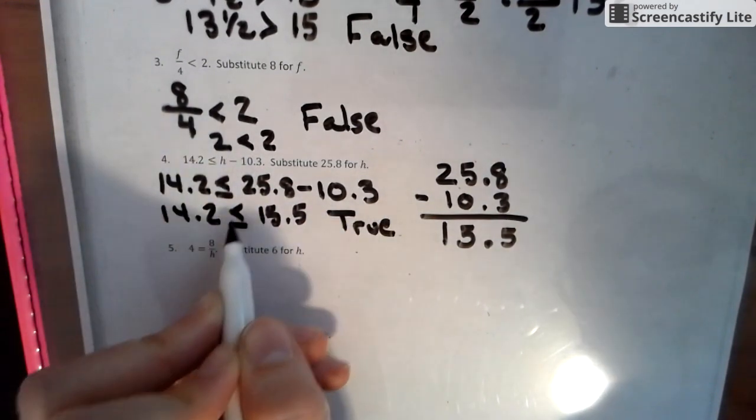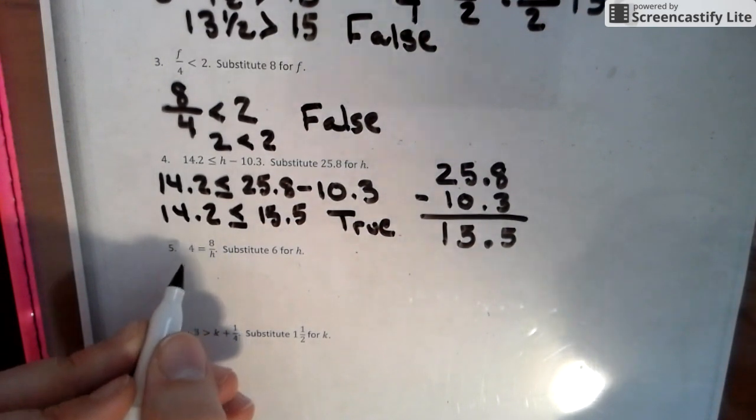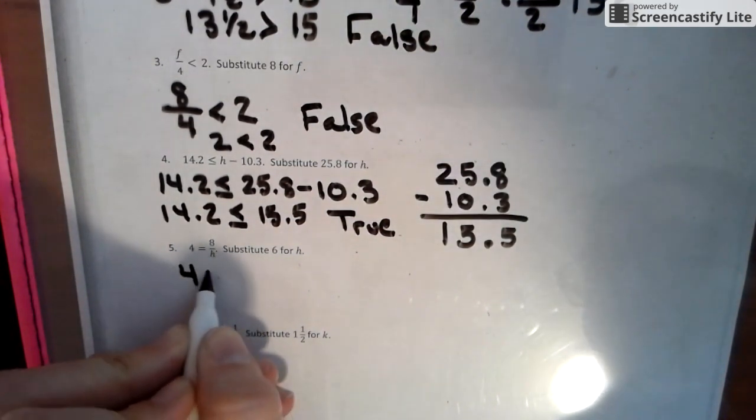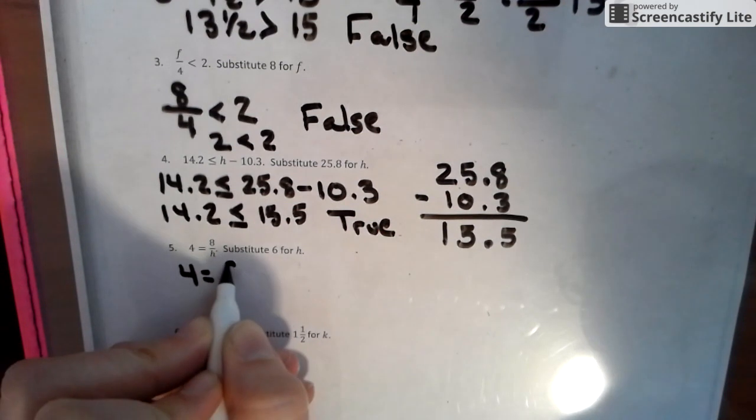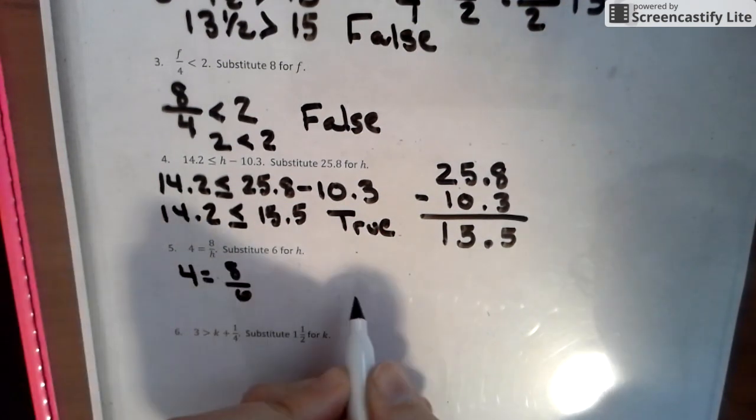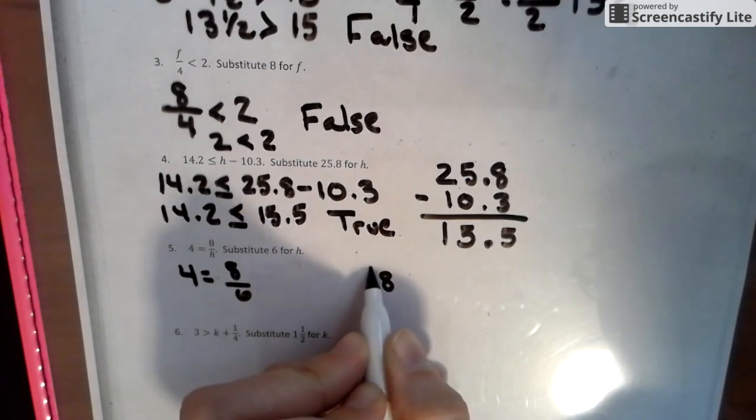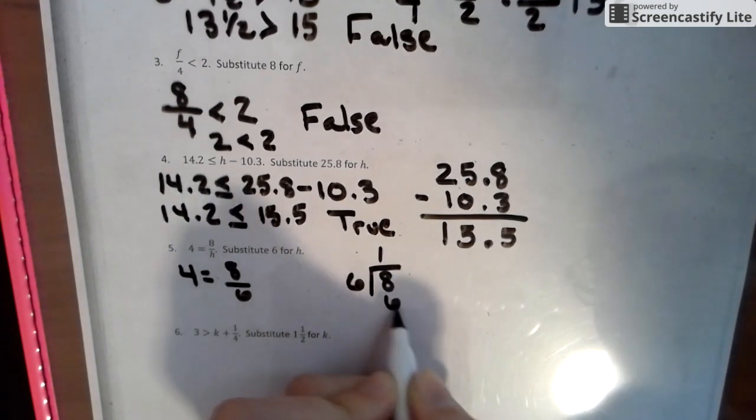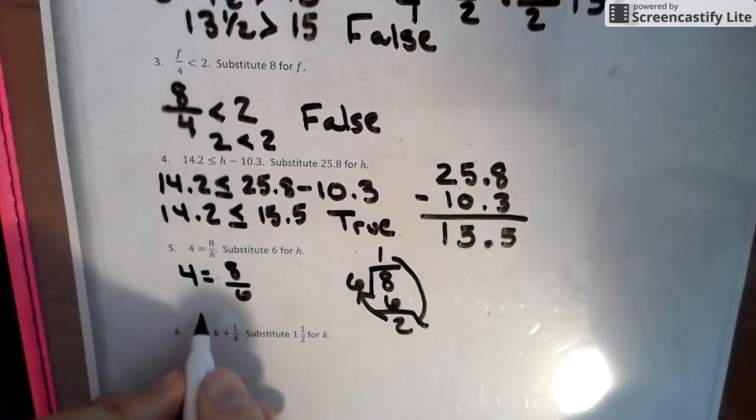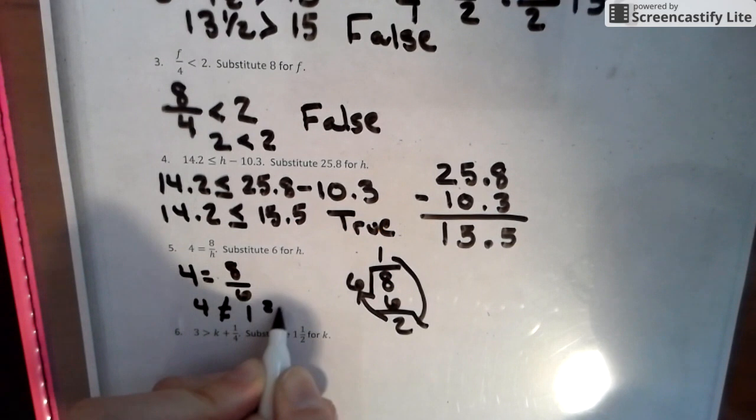This is smaller than or equal to this. So we're looking at this one: 4 equals 8 divided by h. They want to know, is 4 equal to 8 divided by 6? Well, this doesn't look right at all. Just to prove it, 8 divided by 6, right away we have 1 and 2/6. So 4 is not equal to 1 and 2/6.